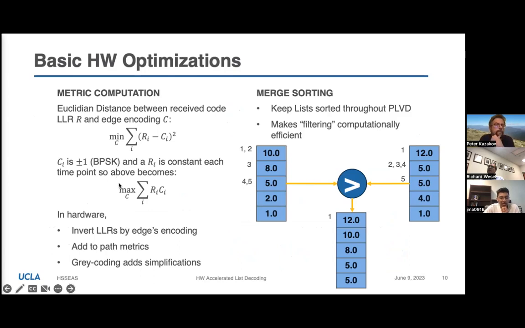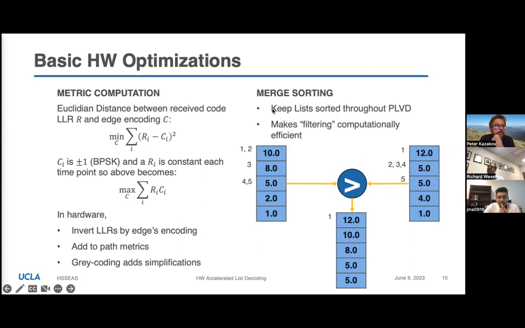So in reality, this Euclidean distance metric can be simplified to just maximizing the multiplication of these two log likelihood ratios. In hardware, this is even simpler because since C is always plus or minus 1, all we have to do is take the log likelihood ratios of each bit in the received message, flip them based on what the supposed encoding is of that edge, and then add that to the ongoing metric, and keep going forward with the computations.